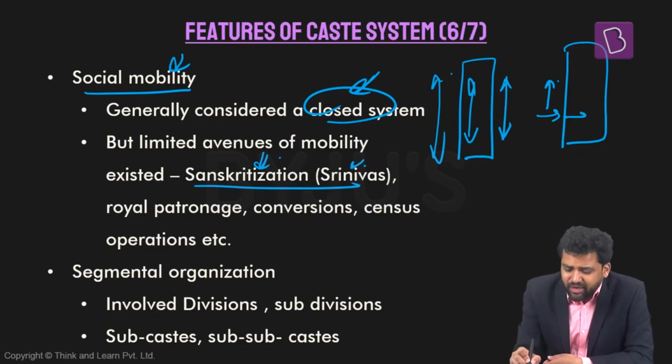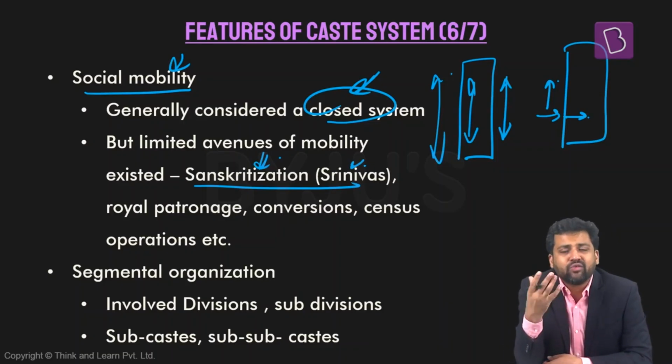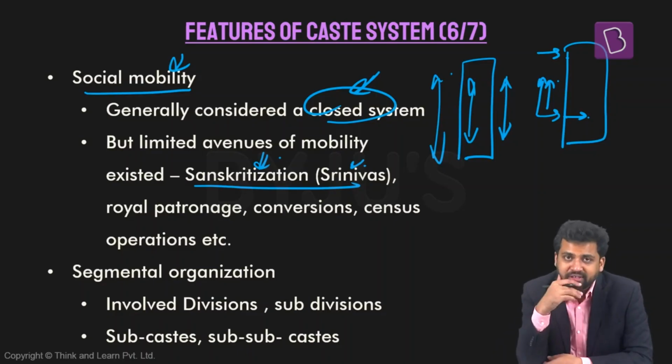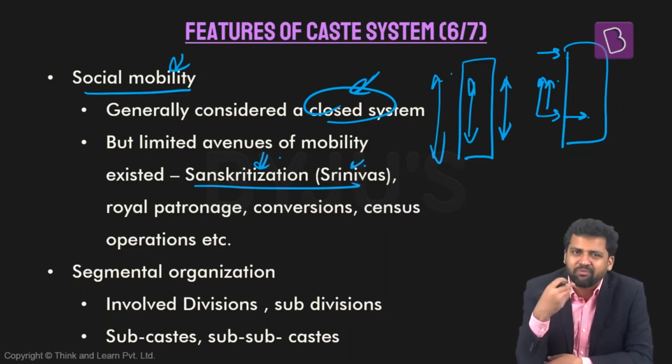What Srinivas is saying is there have been communities born at a relatively lower position in the caste hierarchy, but over a period of time they tried to copy the lifestyle practices of people of the higher caste, and gradually their position in the caste hierarchy improved. This process is called sanskritization. If you want to know more, you can search it further. But for general studies purposes, we might not need more information on this.